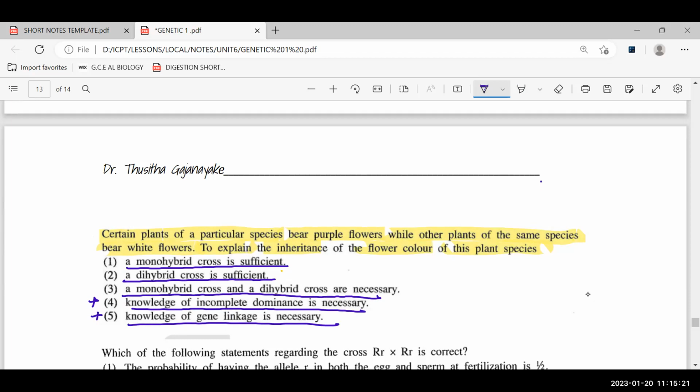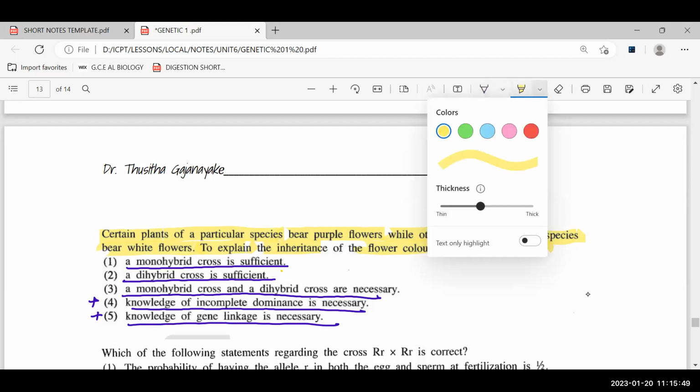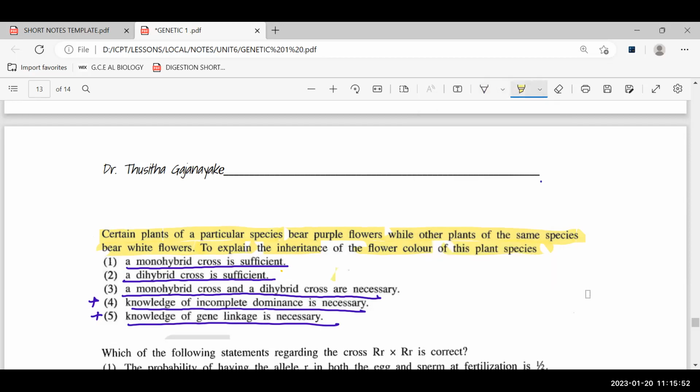That means Mendel discovered the pattern of inheritance within his genetics. So anyway, fourth and fifth, we don't want, because they are not within Mendel genetics, because we're going to learn them as something like non-Mendel genetics. So which one do you think is sufficient? First one? Yes.